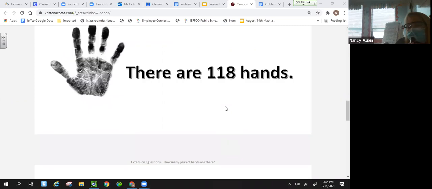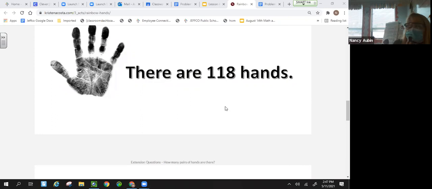So, okay, I've got another one for you. Let's make this a real thinker. Here's your extension question. How many pairs of hands are there? If every person did both of their hands, how many pairs of hands are there? And then we can answer Ellie's question, her wondering on how many people made it.